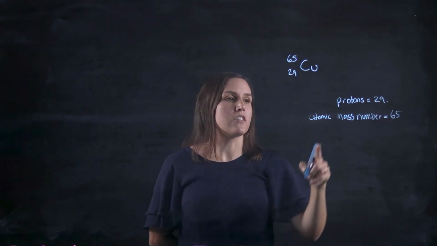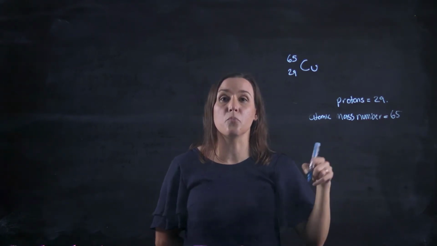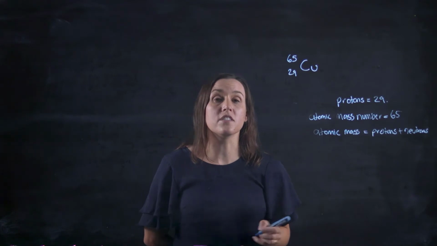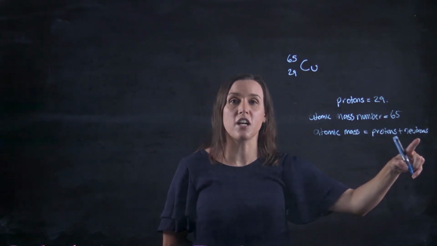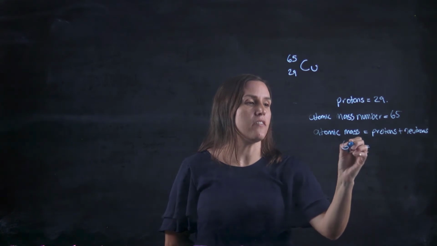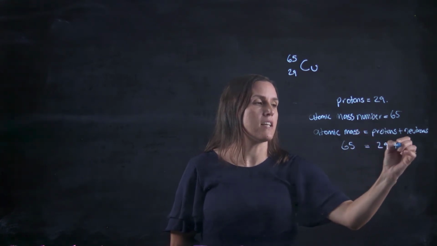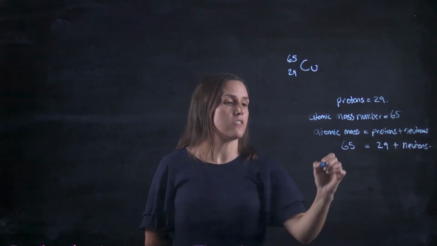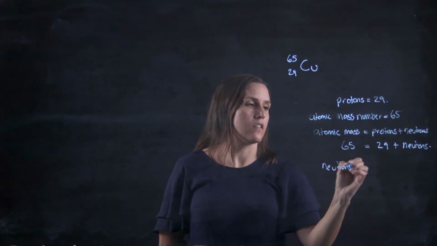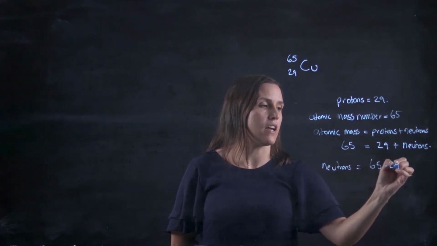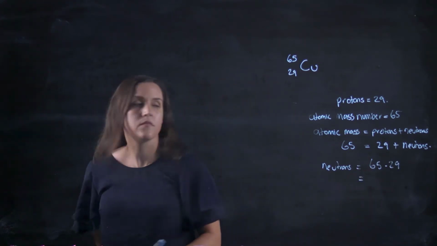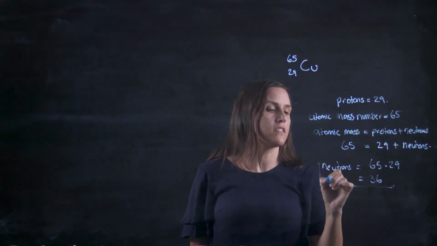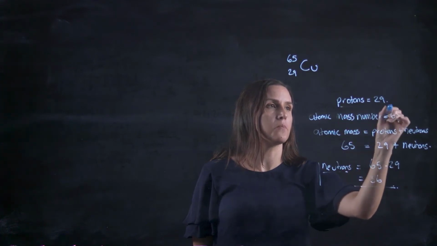So 65. So this atomic mass is the number of the protons and the number of neutrons. So the protons are positively charged and the neutrons have no charge, they're neutral. So 65 equals my number of protons plus my number of neutrons. So I can calculate the number of neutrons. It would be 65 minus 29, which gives me 36. So I've worked out my number of neutrons being 36 and protons being 29.